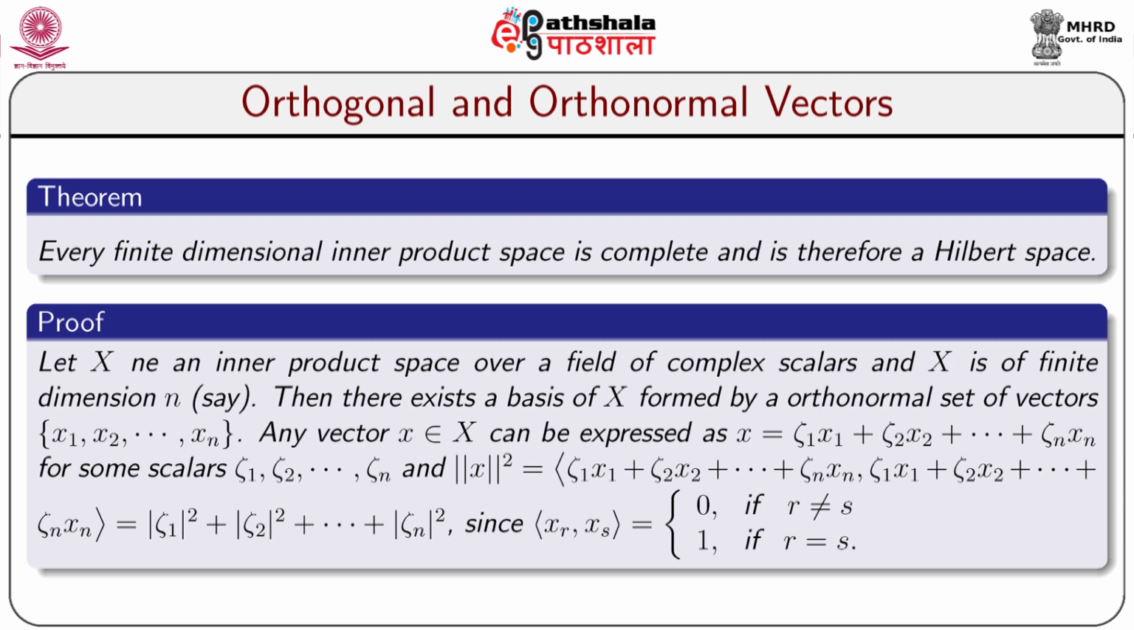So, we get norm of x square is equal to inner product zeta 1 x1 plus zeta 2 x2 plus dot dot plus zeta n xn, comma zeta 1 x1 plus zeta 2 x2 plus dot dot dot plus zeta n xn, which is again equal to modulus of zeta 1 square plus modulus of zeta 2 square plus dot dot dot plus modulus of zeta n square, since inner product xr comma xs is equal to 0 if r not equal to s, and inner product xr comma xs is equal to 1 if r equal to s.